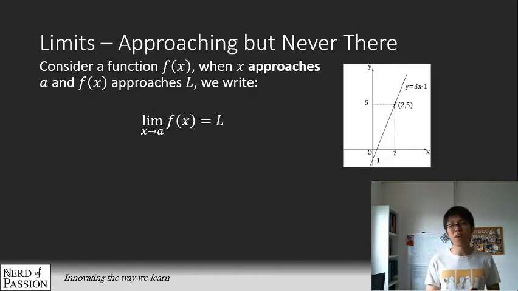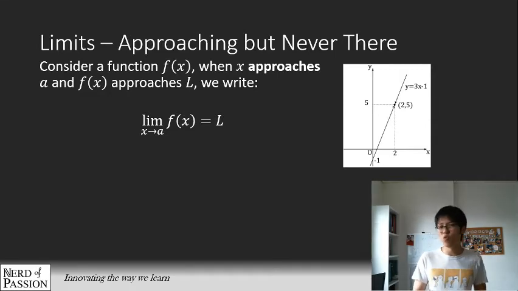A very simple example is the line y = 3x - 1. When x approaches 2, so when x gets very close to 2, say 1.9999 or 2.0001, you find the graph gets very, very close to 5.